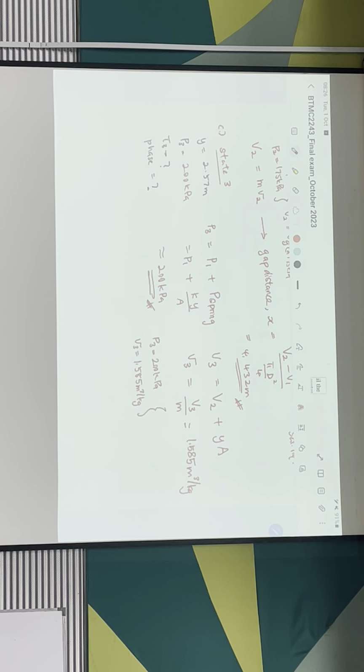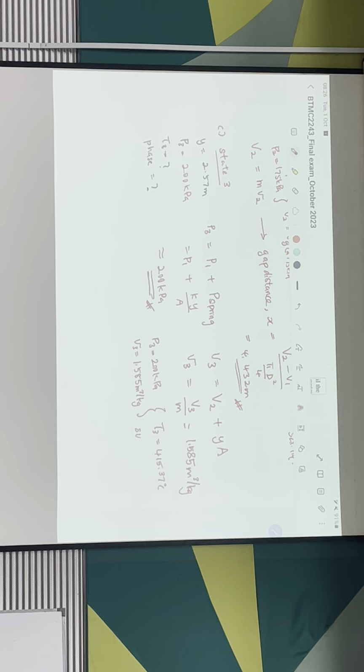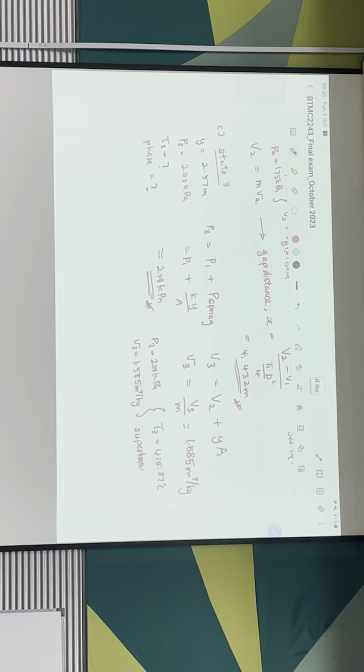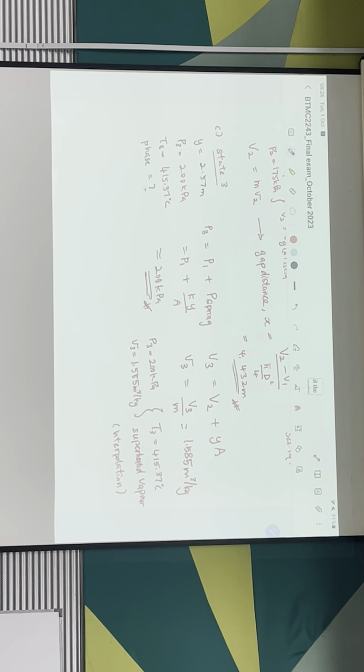So now you have two pieces of information. You can go to the table. You should get T3, which is approximately 415.37 degrees Celsius. This will be at the superheated vapor table. You will need interpolation for this question. Okay, then you get T3. And here, yeah, the answer is also there. So this will be superheated vapor.